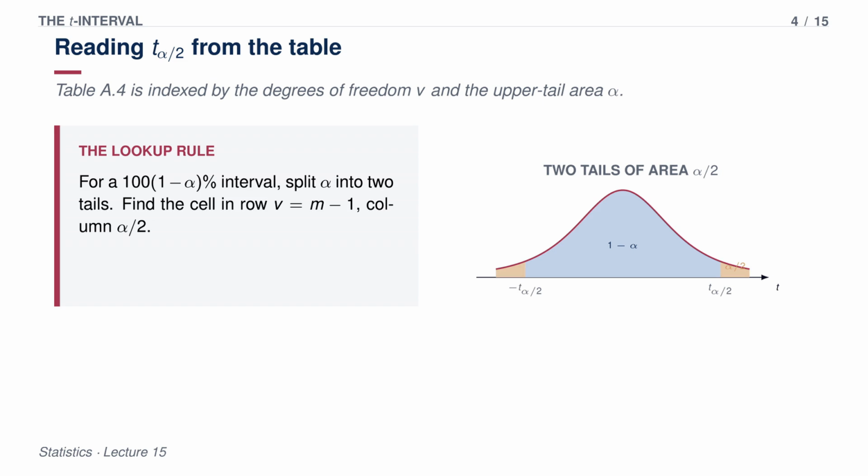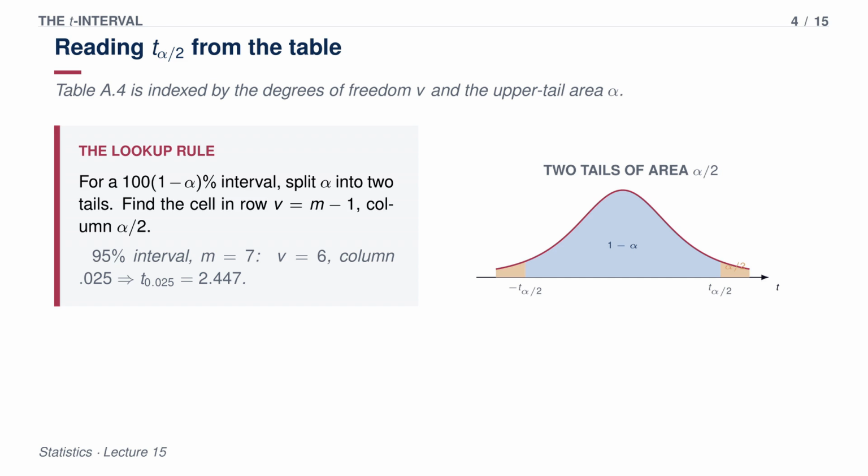Where does t alpha over 2 actually come from? Table A4. And it's a 2-dimensional lookup, unlike the normal. For a 100 times 1 minus alpha percent interval, you split alpha into 2 tails, then find the cell in the row v equals n-1, and the column alpha over 2. Let's make that concrete with the example coming up.